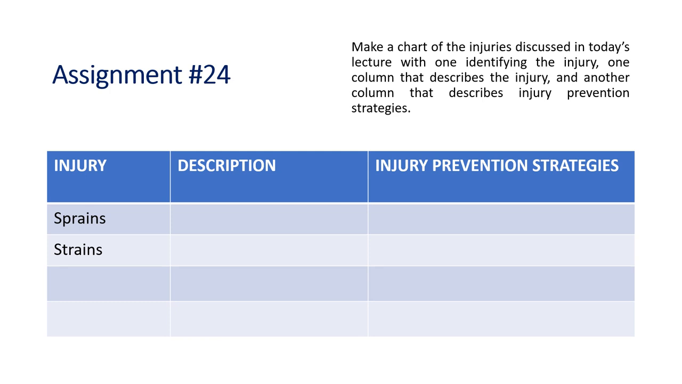Okay, so we have reached the end of today's final lecture for AAP 301-302. And so for assignment number 24, I'd like for you to make a chart of the injuries discussed in today's lecture, with one column of the chart identifying the injury, one column that describes the injury, and another column that describes injury prevention strategies. And as you see, I provided you with the format that I'd like you to follow for this assignment. And the deadline for this assignment is Sunday at 11:55 p.m.